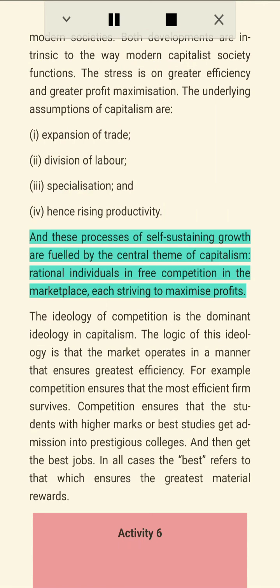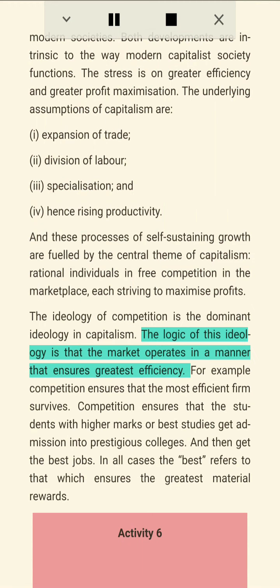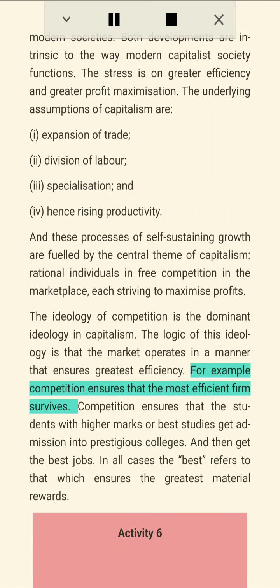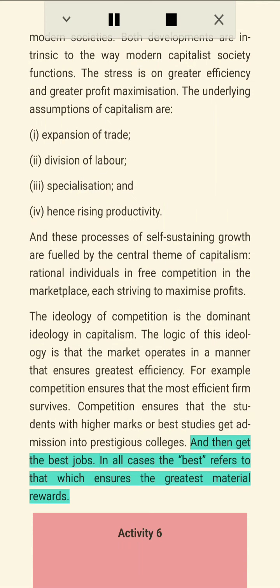And these processes of self-sustaining growth are fueled by the central theme of capitalism, rational individuals and free competition in the marketplace, each striving to maximize profits. The ideology of competition is the dominant ideology in capitalism. The logic of this ideology is that the market operates in a manner that ensures greatest efficiency. For example, competition ensures that the most efficient firm survives. Competition ensures that the students with higher marks or best studies get admission into prestigious colleges, and then get the best jobs. In all cases, the best refers to that which ensures the greatest material rewards.